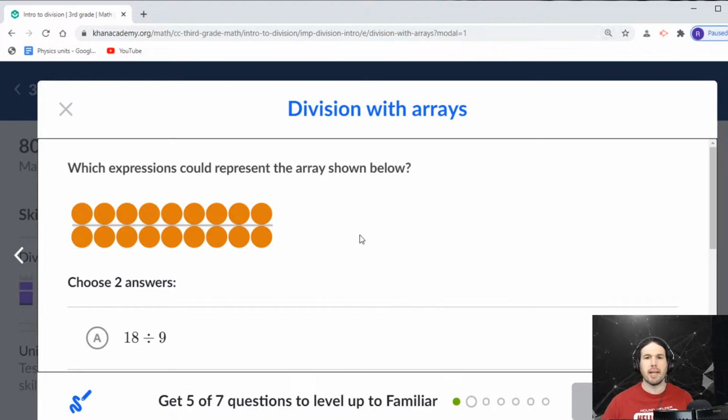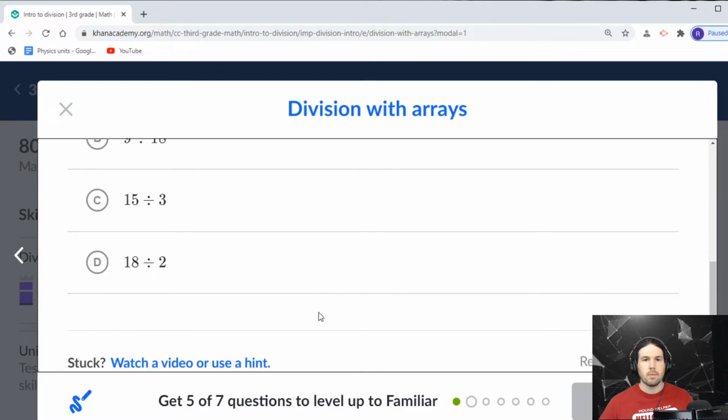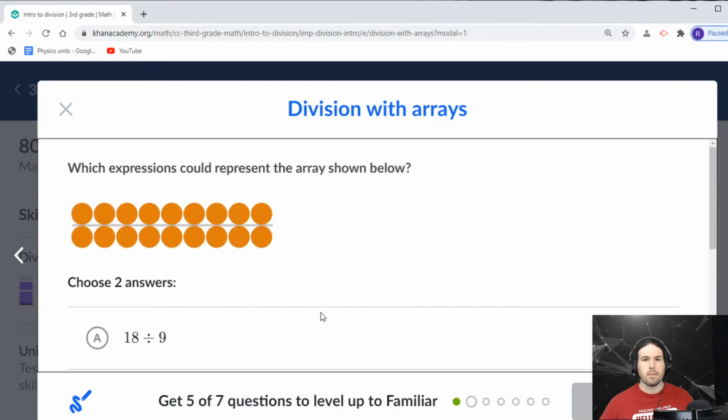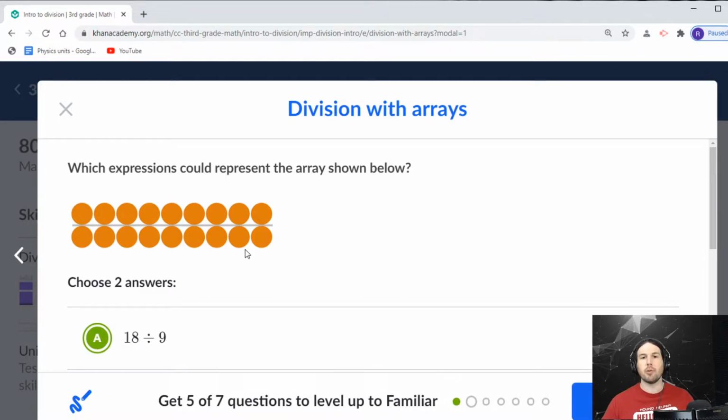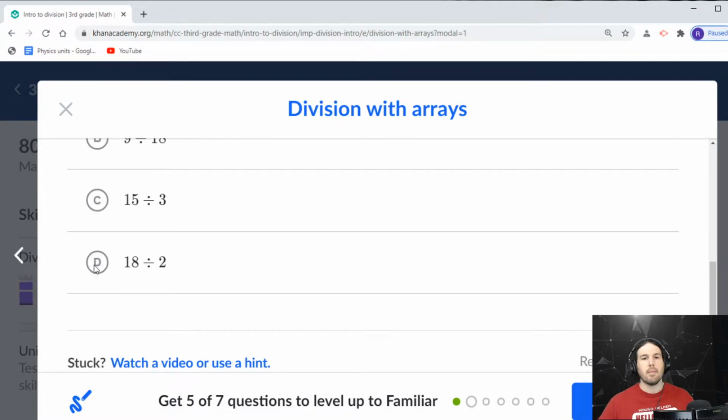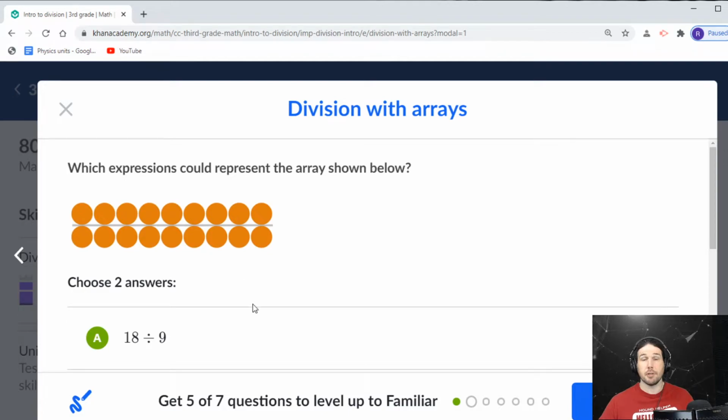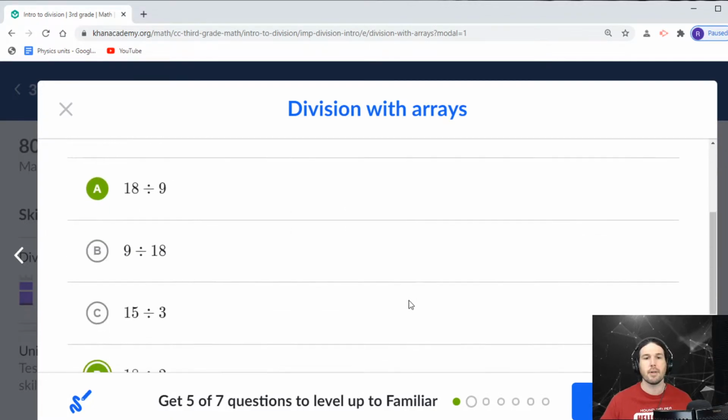Which expressions could represent the array shown below? Well, I'm going to assume that it's 18. I'm assuming that this is 18 circles. I didn't count them, but I'm pretty sure it is. Because it's also going to be 18 divided by 2, right? You could see it as being divided into 2 rows with 9 in it, or you could theoretically see it as being split into 9 columns, each of which has 2. Again, both are correct. It's why multiplication is commutative.